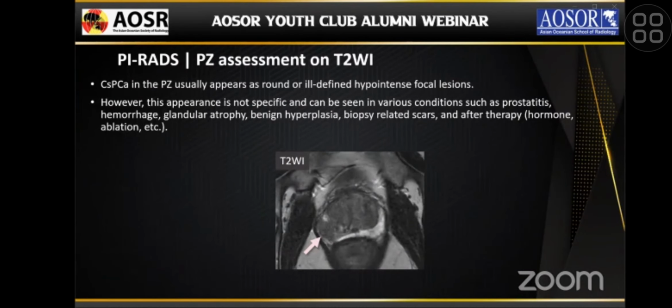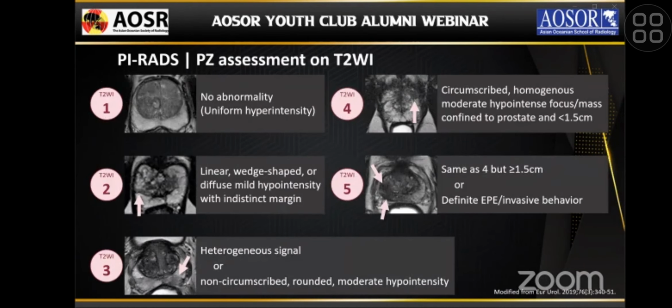On T2-weighted image, clinically significant cancer in the peripheral zone usually appears as round or ill-defined hypointense focal lesions. However, this appearance is not specific and it is crucial to correlate with DWI and DCE. Here is an example of T2-weighted imaging scores. As with DWI, linear, wedge-shaped, or diffuse mild hypointensity is considered inflammation or fibrosis and assigned score 2. Focal hypointense lesions are assigned score 4 or 5 depending on their size.